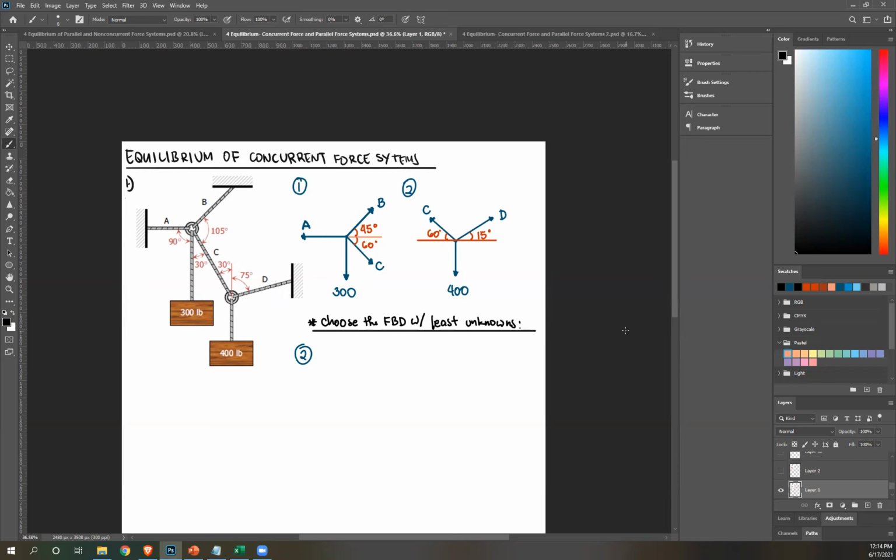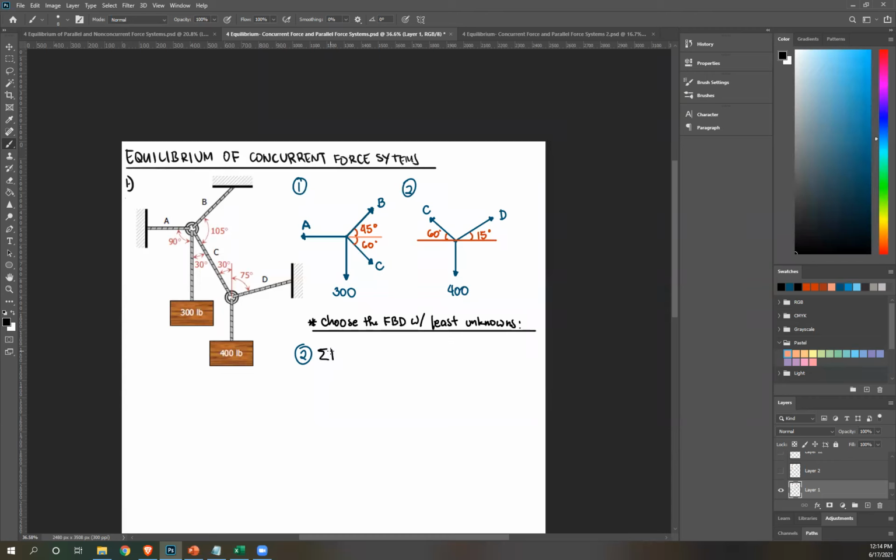Next step is to create your equations. Now we call these equilibrium equations. So that means your summation of forces Fx is equal to 0, summation of forces Fy equals 0. Again, we call those equilibrium equations. We can start with either Fx or Fy. It shouldn't matter. You're still gonna get the answer. So let's start with Fx.